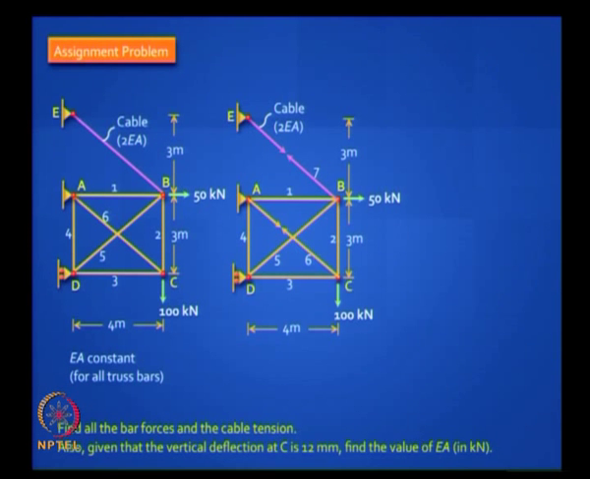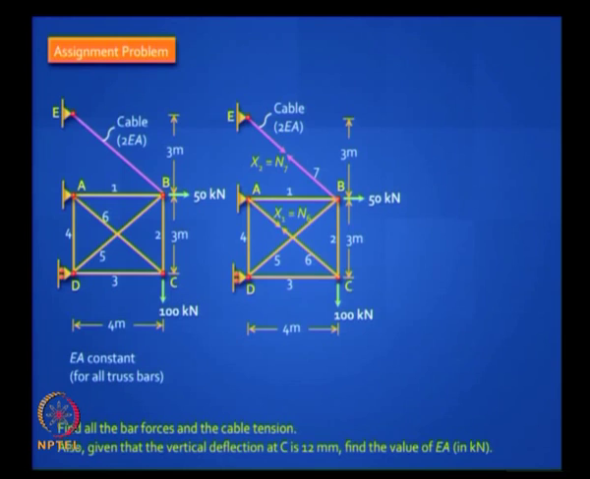You need to choose 2 redundants. One clearly you can choose the cable itself, and the other one could be any bar, let us say bar number 6, the diagonal. So you cut these 2 elements, and you can number them. Let us say x1 is the unknown force in bar number 6, and x2 is the unknown force in the cable, which is element number 7. Is it clear? Assume tension positive.